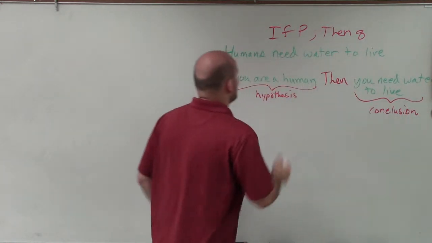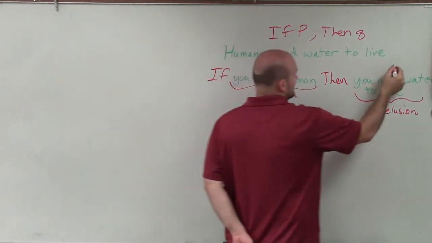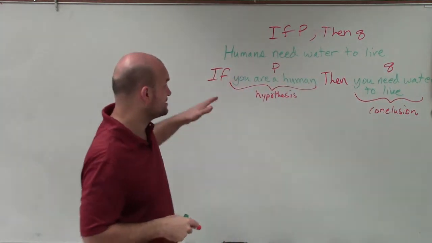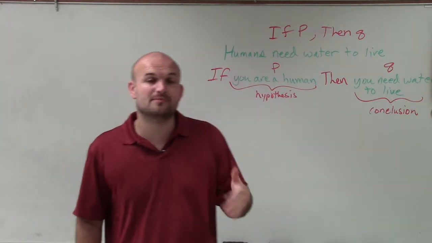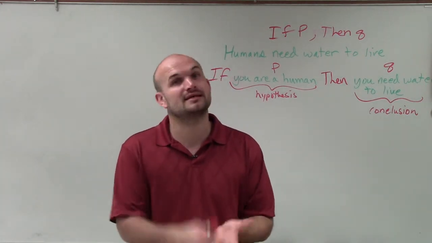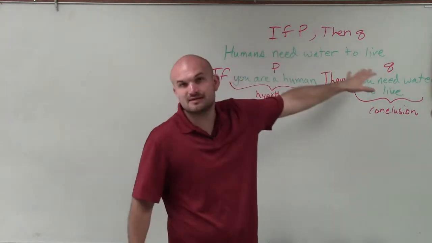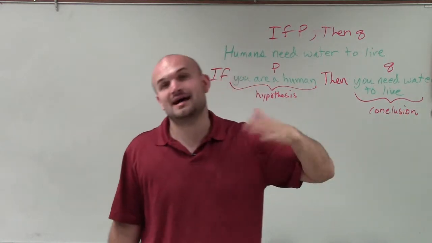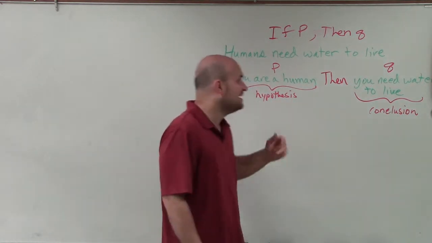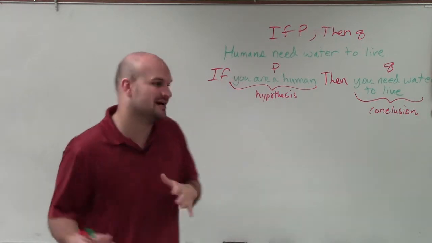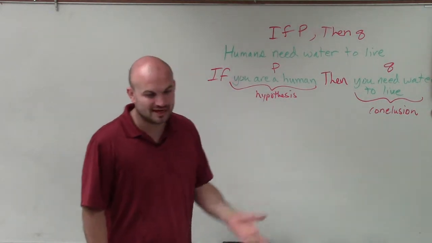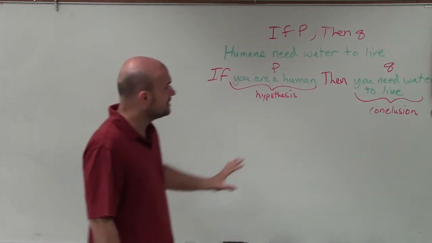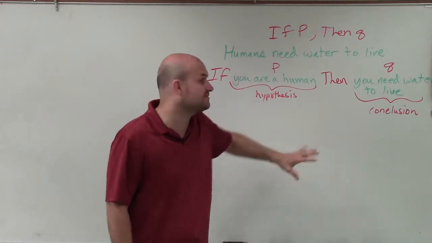Now, we like to represent the hypothesis as P and the conclusion as Q. Labeling the hypothesis and conclusion as P and Q helps us very much when we're trying to identify the converse, the inverse, and the contrapositive, because a lot of times we use this notation: if P, then Q; if Q, then P; if not P, then not Q; if not Q, then not P. But that's not what we're going to do in this video. What I want to do in this video is determine the truth of this statement.